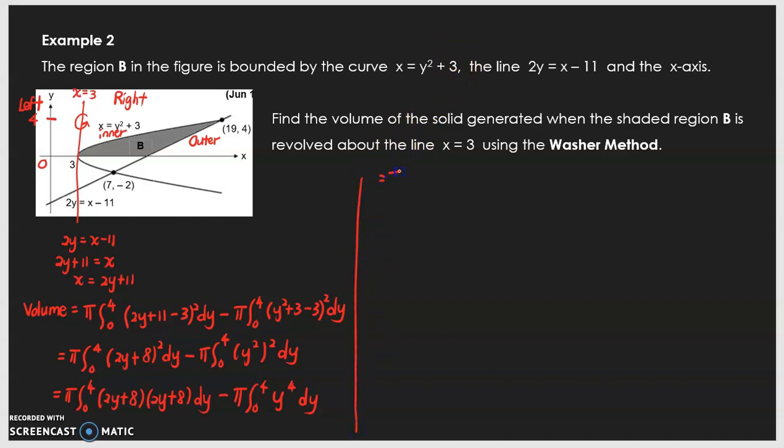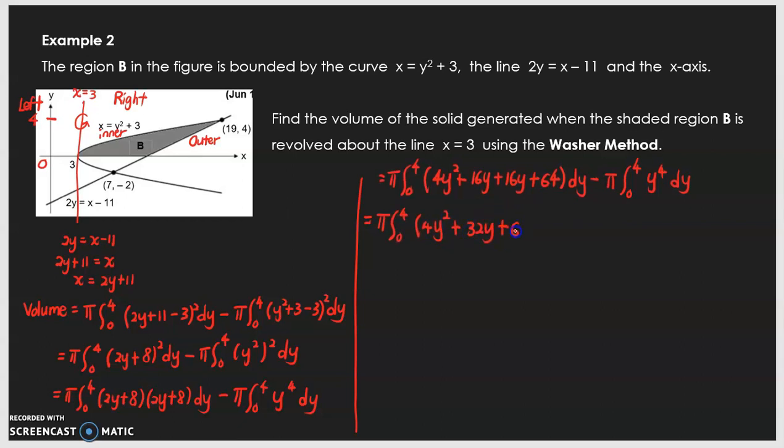Next, integrate equals to pi 0 to 4. So now I try to expand. Here I have 4y squared plus 2 times 8, 16y, plus 64 dy, minus pi integrate from 0 to 4 y power 4 dy. So this is equals to pi integrate from 0 to 4, here we have 4y squared plus 32y plus 64 dy, minus pi integration from 0 to 4 y power 4 dy.